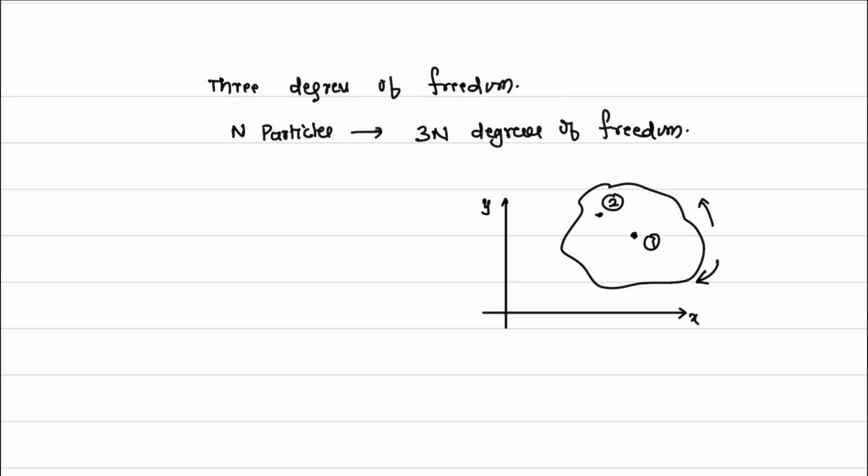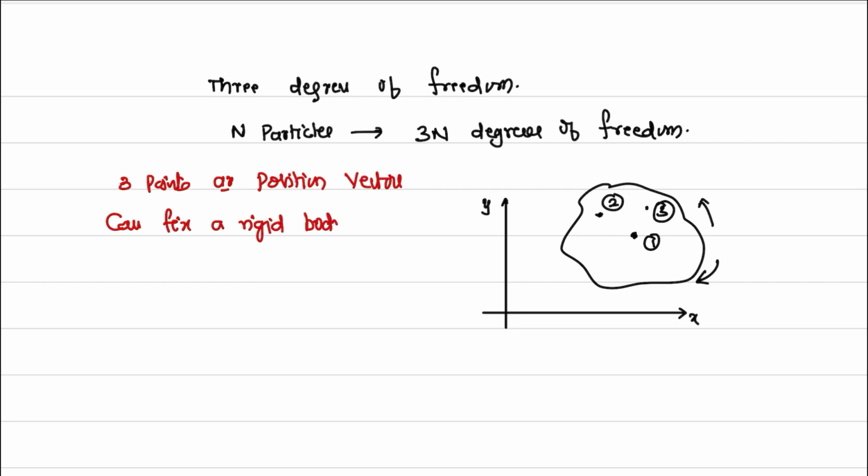A rigid body can be fixed only when 3 points are fixed. I will put the third nail separately from the positions of the first and second nails. Then that rigid body cannot be moved. That means, it is very important, 3 points, their position vectors, can fix a rigid body position.